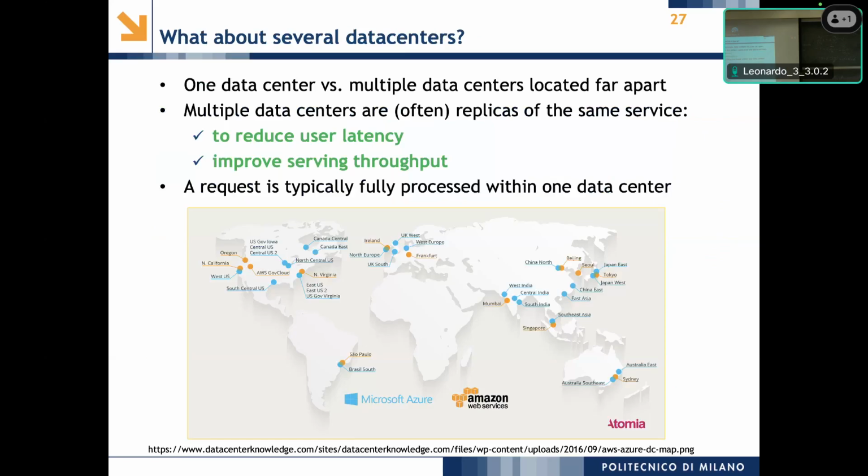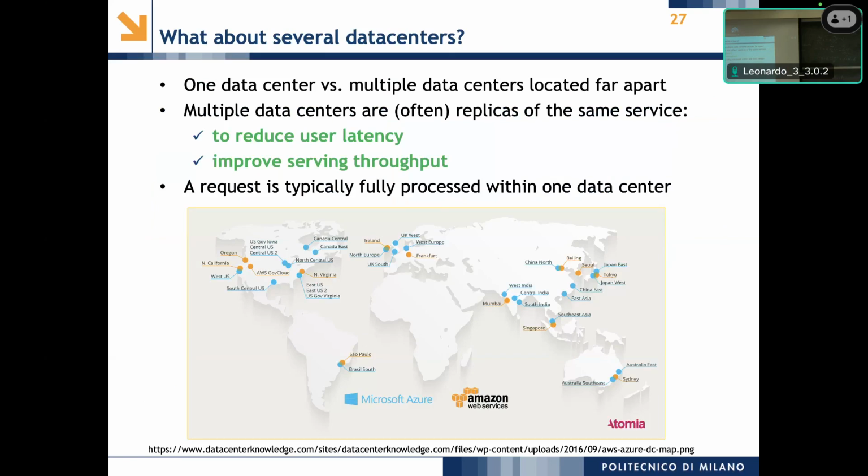So the key point is: what's the approach of a warehouse scale cloud provider? Do we have a single huge data center, or several data centers spread worldwide? The answer is the latter. Usually, we have several data centers that are spread around the world.